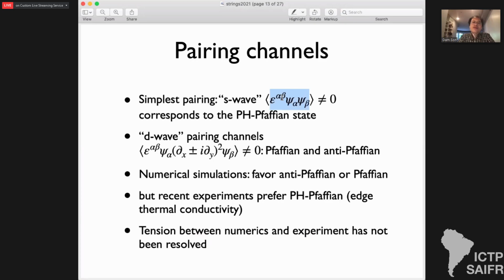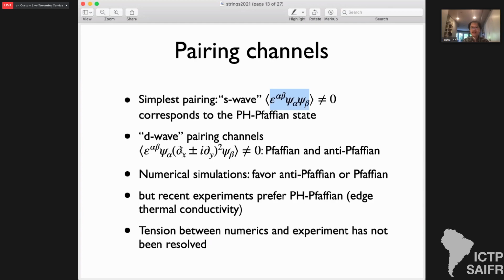And it turned out to correspond not to the Pfaffian state, nor to the anti-Pfaffian state, but to a new state, which has been called the PH-Pfaffian state. PH because that state is particle-hole symmetric. The familiar Pfaffian and anti-Pfaffian states correspond to a more complicated d-wave pairing between the composite fermions.